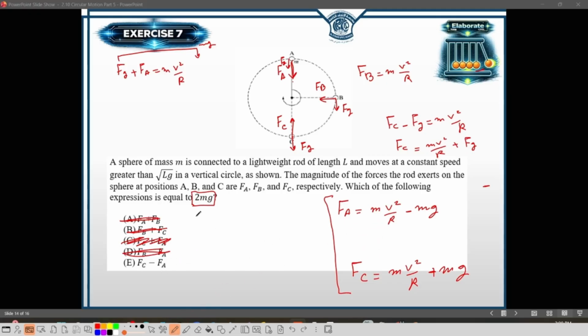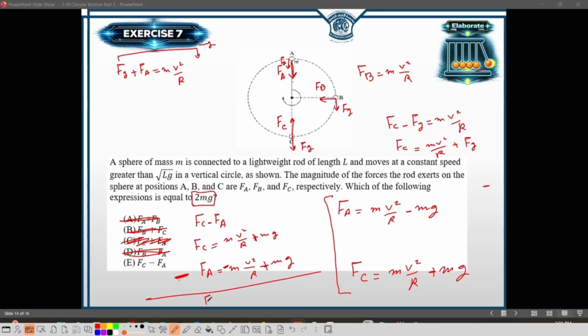Now Fc minus Fa, so we're going to subtract Fc minus Fa. We can do that vertically. So let me write here Fc and minus outside Fa. Fc is mv squared over r plus mg, and the Fa is mv squared over r minus mg. Now, when we add minus outside, we should multiply the minus with every single term. So minus times Fa is minus Fa, minus times mv squared over r is minus, and minus times minus mg is plus.